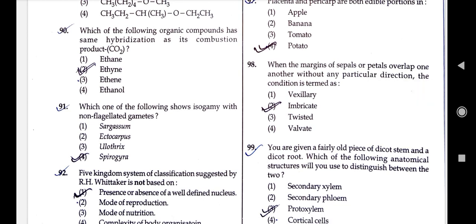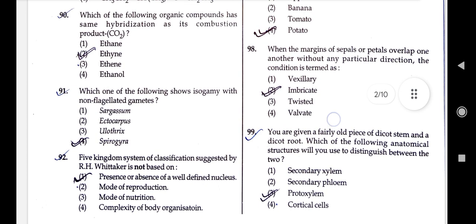Which of the following organic compounds has the same hybridization as its combustion product carbon dioxide? Option 1 is ethane, option 2 is ethyne, option 3 ethene, option 4 is ethanol. The correct option is option 2, that is ethyne, and the other options are wrong, students.